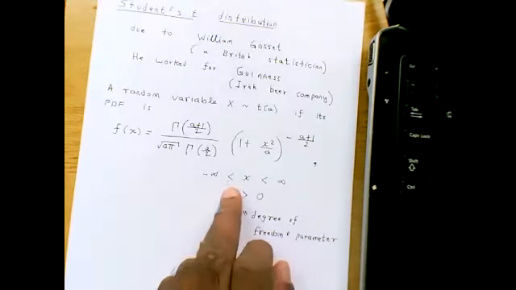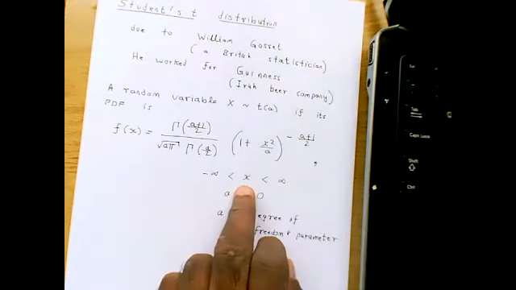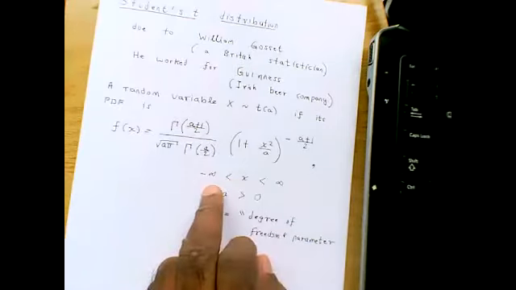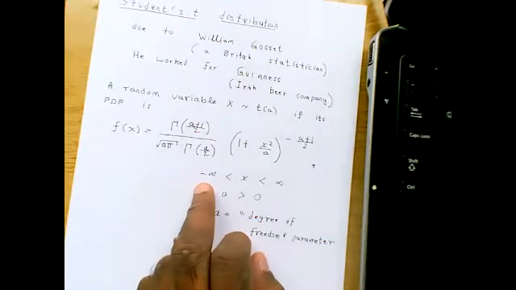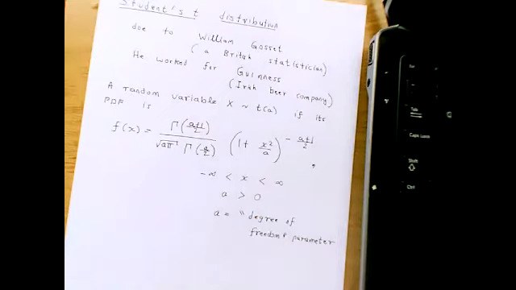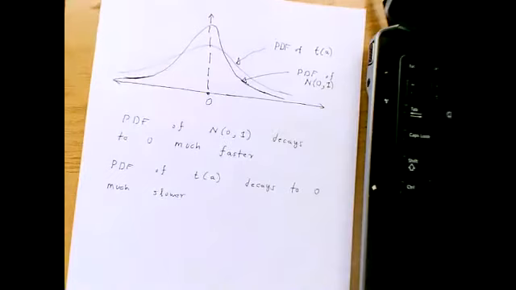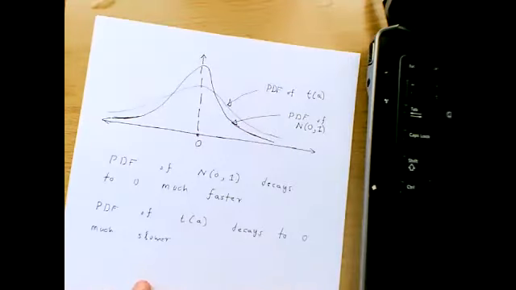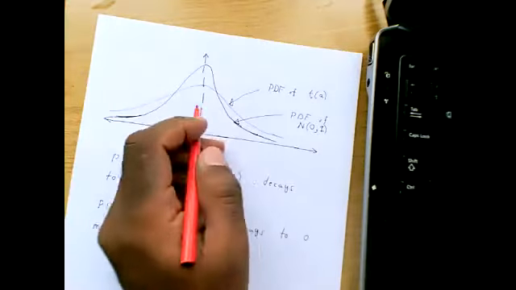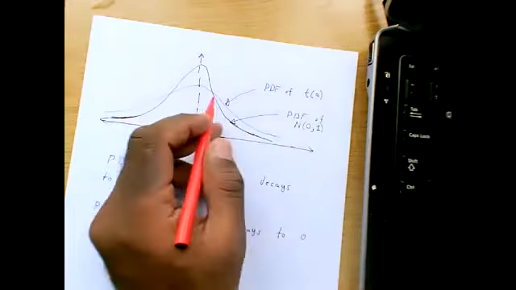Once again, there's a parameter a, which is referred to as the degree of freedom parameter, and the domain of this density is from negative infinity to positive infinity. Now, the shape. You should draw the shape of the normal PDF, the standard normal PDF, and the student t PDF.